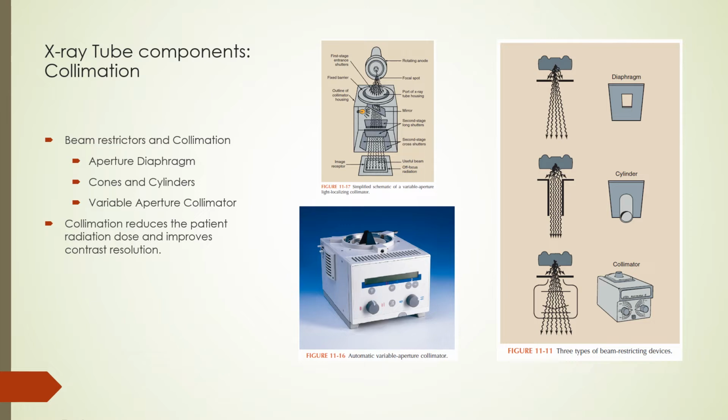The aperture diaphragm shown on the top is the simplest of all beam restricting devices. It is basically a lead or lead-lined metal diaphragm that is attached to the X-ray tube head. Radiographic extension cones and cylinders are considered modifications of the aperture diaphragm. The light localizing variable aperture collimator is the most used beam restricting device in radiography. A picture of this collimator is also shown on the bottom left.